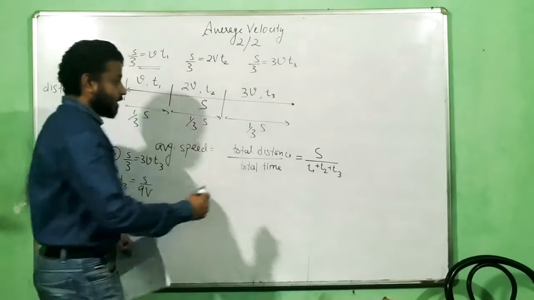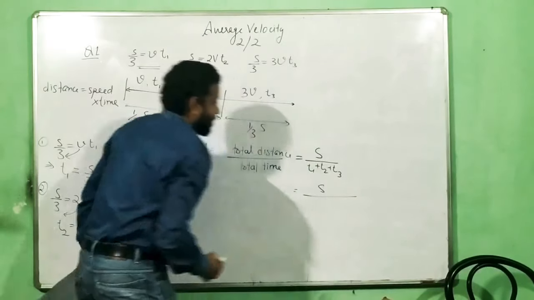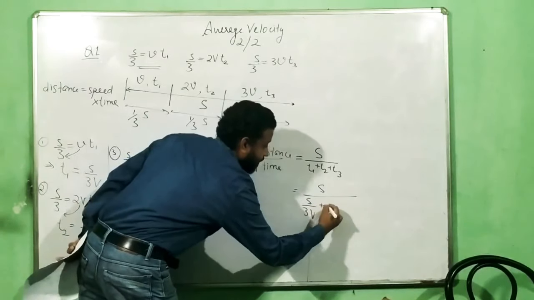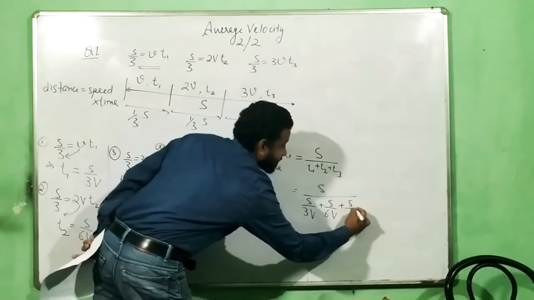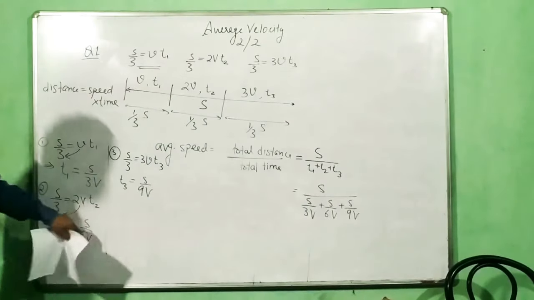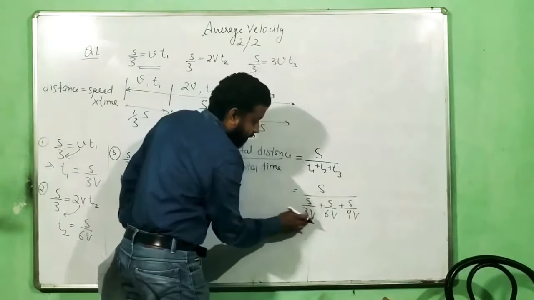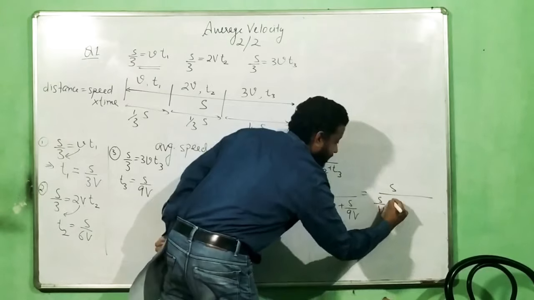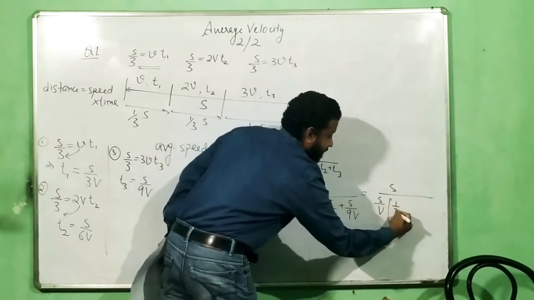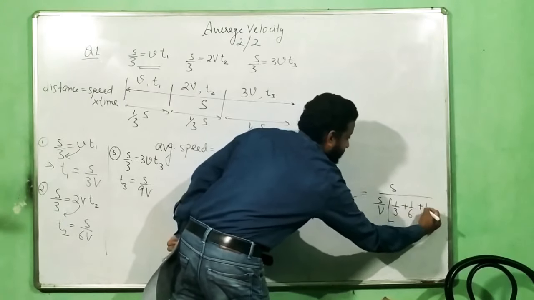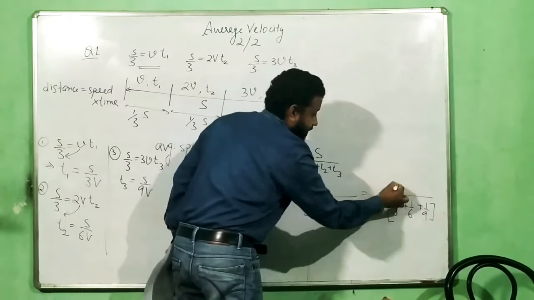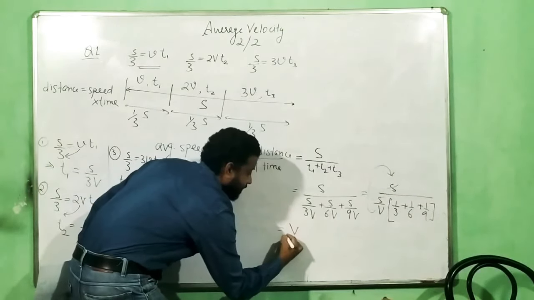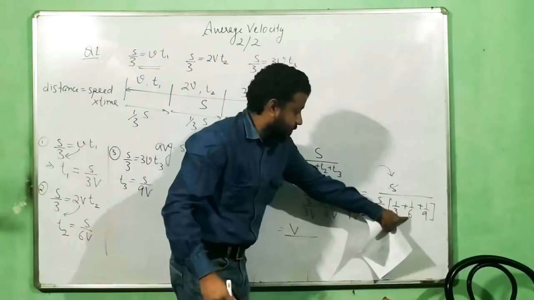In that general formula, s divided by total time, where t1 is s by 3v, so that is s by 3v plus s by 6v plus s by 9v. There is an s and v common in the denominator, so I can write it as s by v times, the first term gives 1 by 3 plus 1 by 6 plus 1 by 9. This s and this s will get cancelled out. This v will go at the top. So you are left with v divided by 1 by 3 plus 1 by 6 plus 1 by 9.